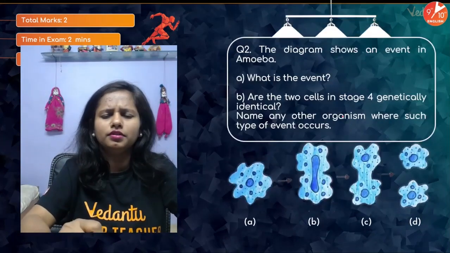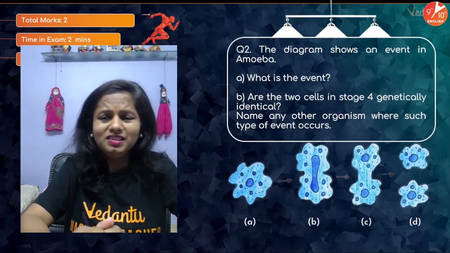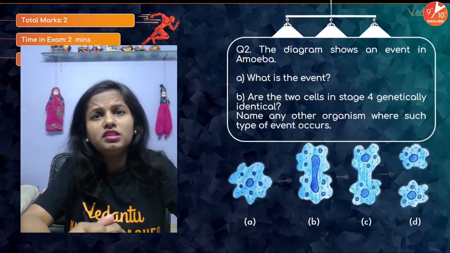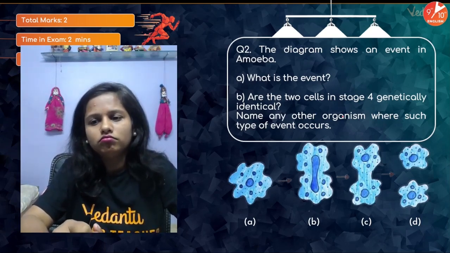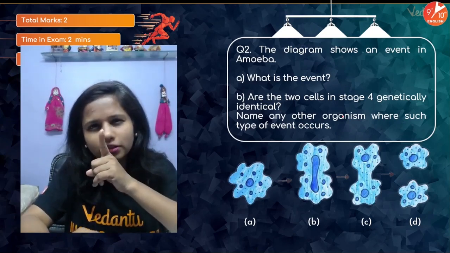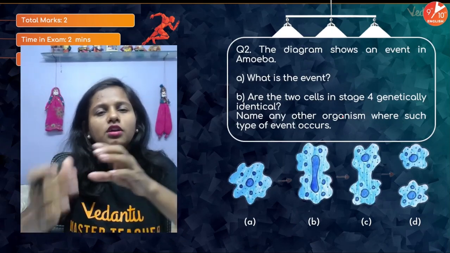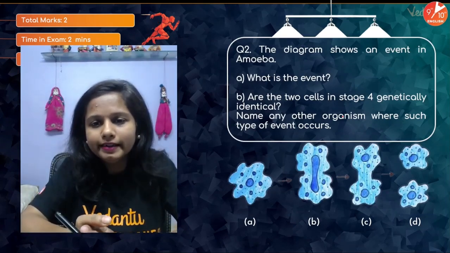Moving further, now this is the diagram. Of course, it's an amoeba. The event is of course binary fission. Are the 2 cells in stage 4, that is stage D, genetically identical? Yes, because it's a uniparental reproduction, an asexual mode of reproduction where the single parent is dividing to give rise to 2 daughter cells. So of course they have to be genetically identical.